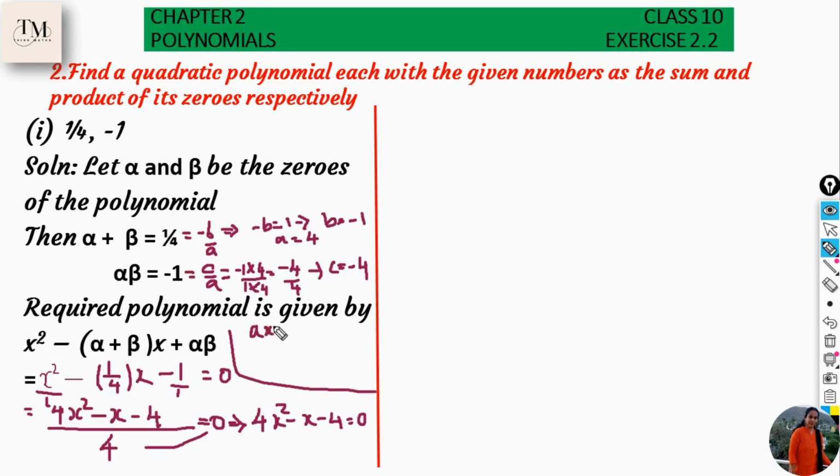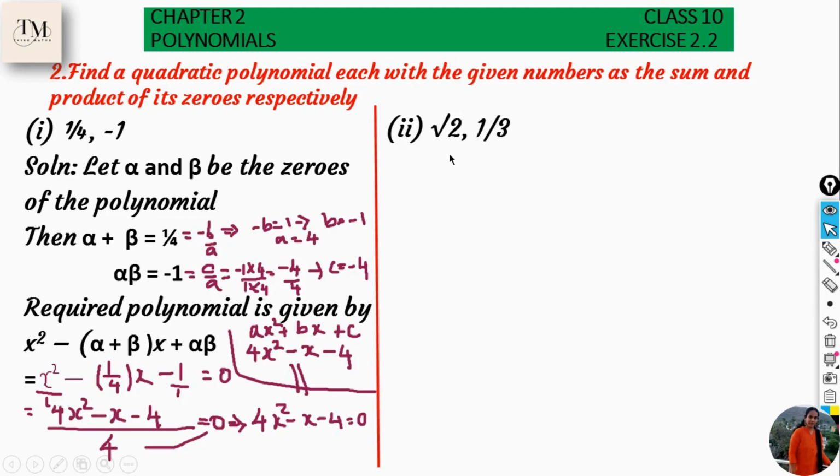So the quadratic equation is ax square plus bx plus c. So if you substitute, what is a? a is equal to 4. So 4x square. What is b? b is equal to minus 1. So minus 1 into x is minus x. c is minus 4. So we got the same result in both the methods. Okay. So next problem.